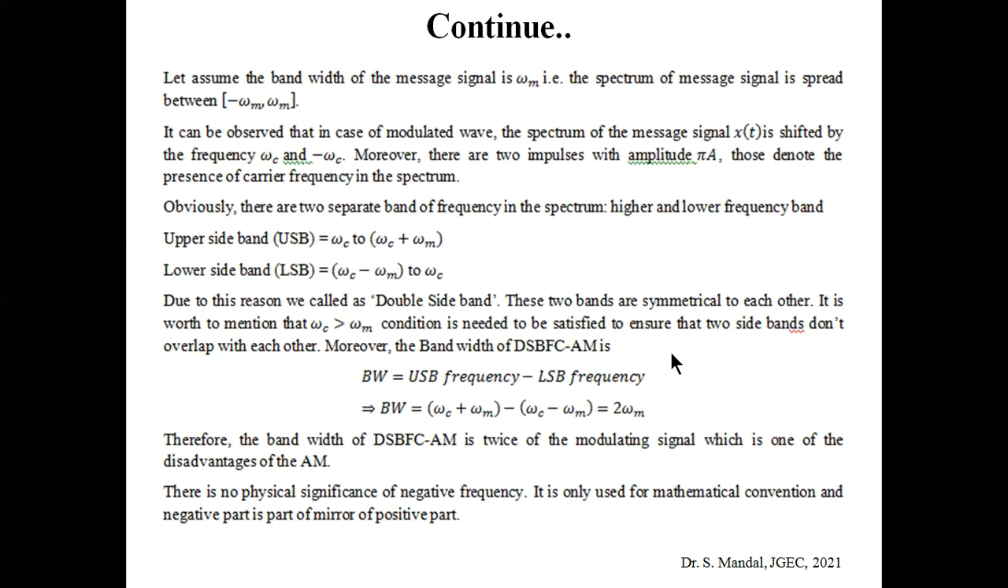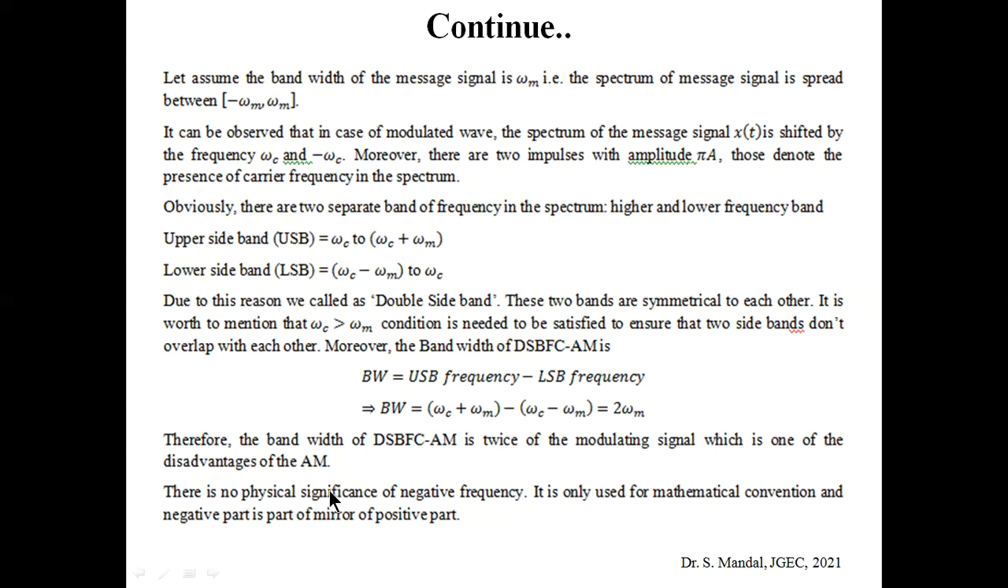Okay, if omega c is less than omega m, that means the two sidebands will overlap with each other. So it is quite obvious that the frequency of the carrier should be greater than the frequency of the message signal. Here it is also mentioned that the bandwidth requirement for the DSBFC is twice the bandwidth requirement of the modulating signal, and that is one of the disadvantages of AM DSBFC.